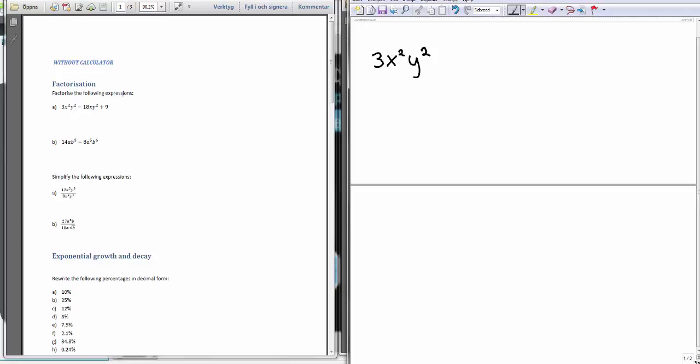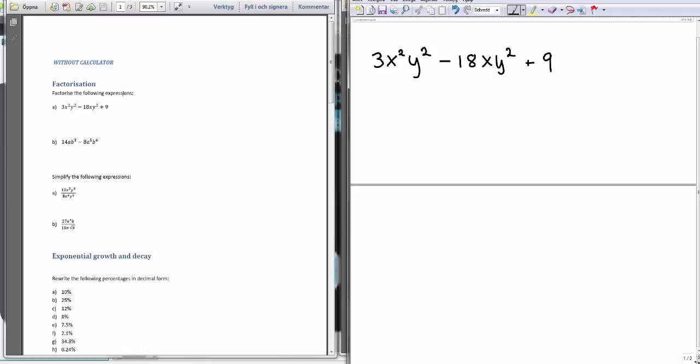So the first term is 3x²y². The second one is minus 18xy², if you want to be correct, minus 18xy squared. And then the third term is just a constant, plus 9. So basically, we're going to treat these individually and just have a look at, well, let's start with the numbers. So here we have a 3, here we have a minus 18, here we have a 9.